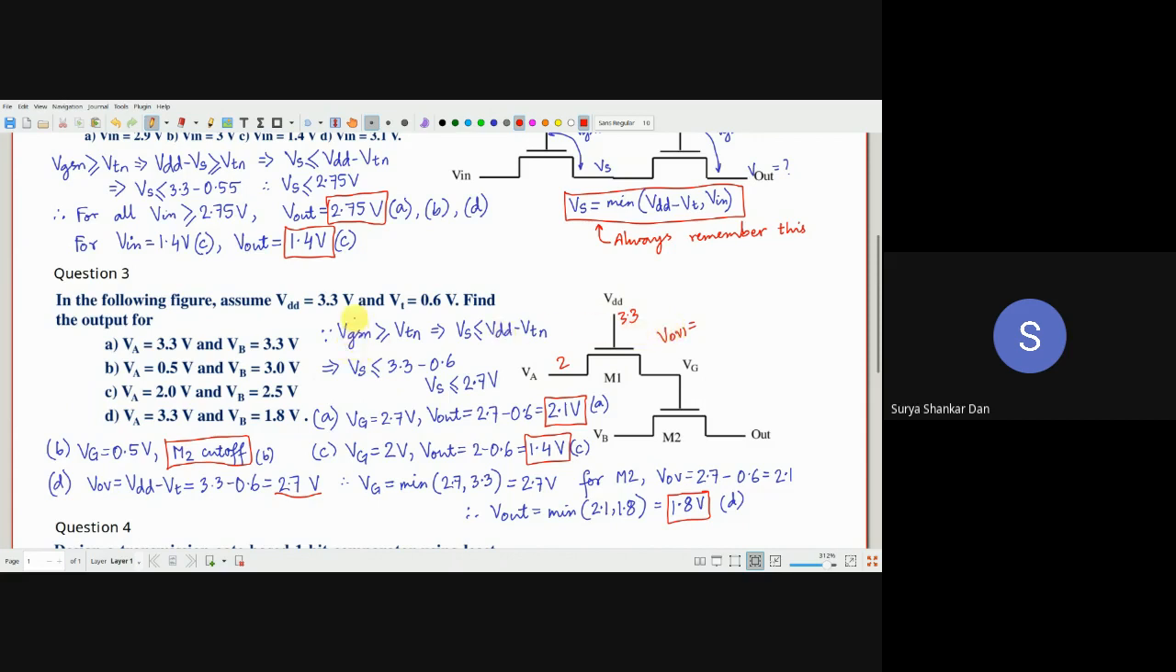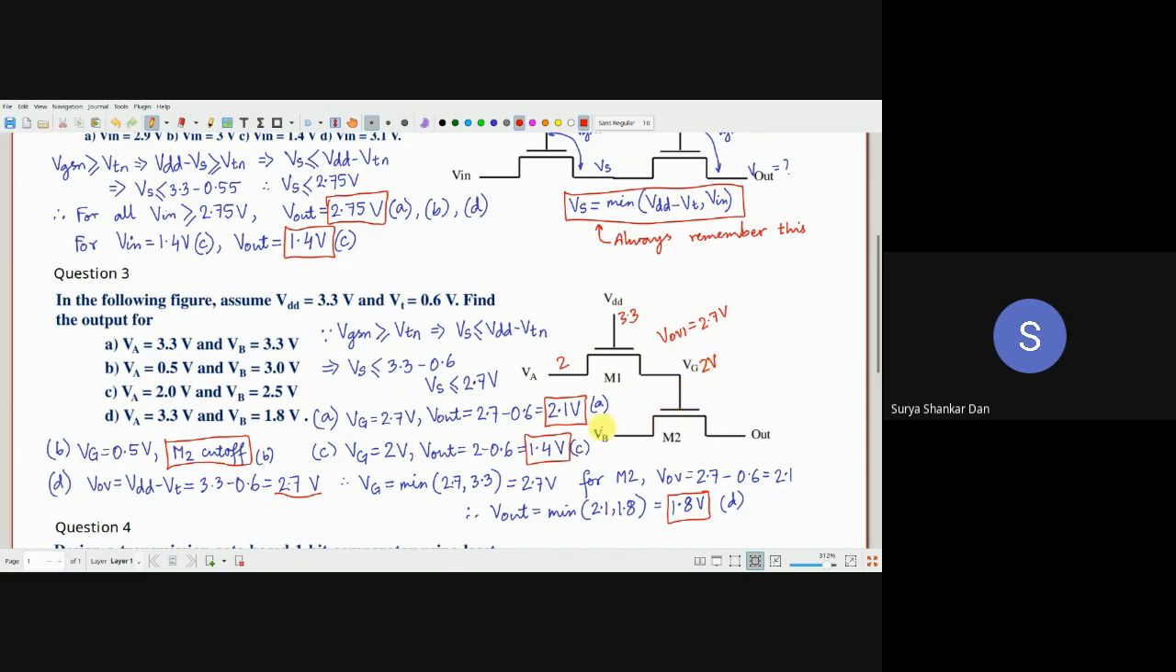VOV, VDD minus 0.6. The 0.6 is how much? 2.7. Okay, that is VOV1. Now VA and VOV1, this VDD minus VT and Vin, इन दोनों में से कौन सा कम है? 2 है, तो basically this is going to be 2 volts.